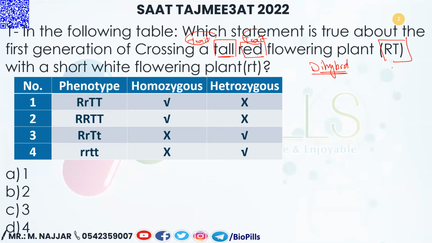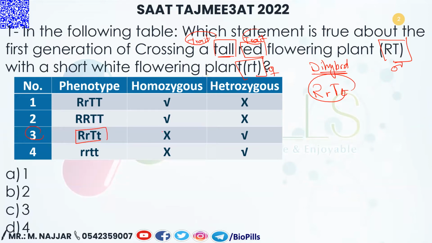And he said R capital T capital. So this is the genotype of one of the parents, let's say the male, for example, and R small T small, the female. Simply you will add them up. It will be R capital, R small, T capital, T small. So the correct answer will be 3, R capital R small, T capital T small.